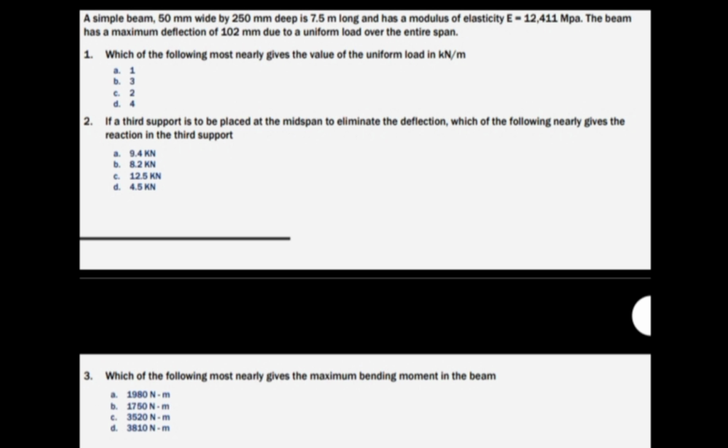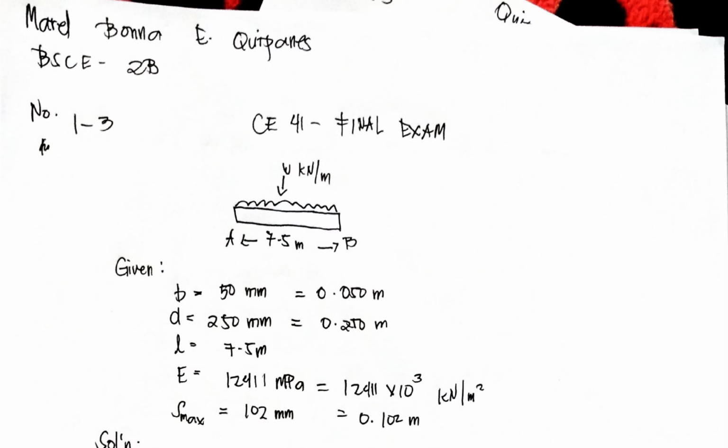A simple beam 50 mm wide by 200 mm deep is 7.5 meters long and has a modulus of elasticity E equal to 12,411 MPa. The beam has a maximum deflection of 102 mm due to a uniform load over the entire span. In short, our beam is 50 mm wide, 250 mm deep, its length is 7.5 m, the elasticity is 12,411 MPa, and the maximum deflection is 102 mm.